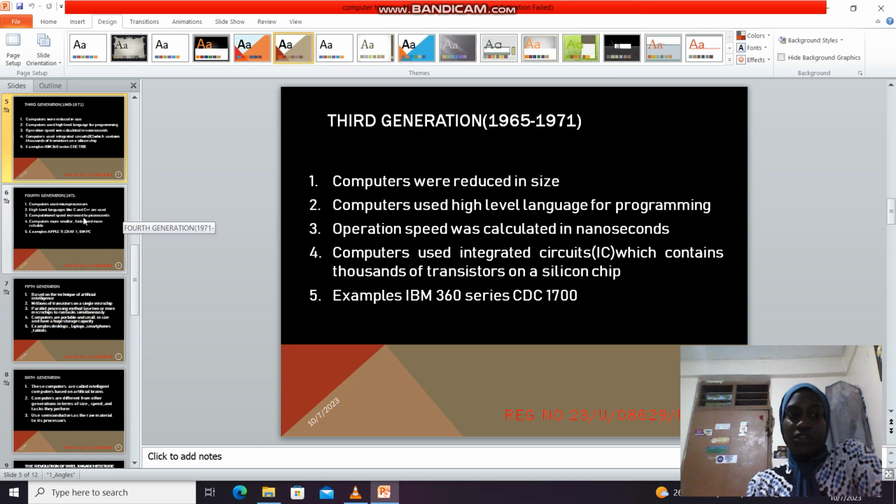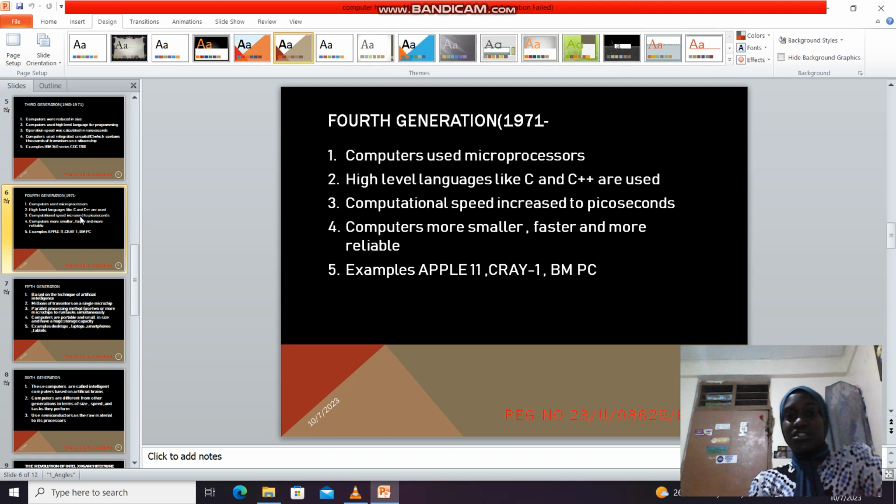Well, I go to the fourth generation. The fourth generation, from 1971 up to a later date. Computers used microprocessors, and you can say that we are still using these computers. Yeah, we are still using these computers. Now we can say that the fourth generation was between the year 1971 up to date. These computers used high level languages like C++.